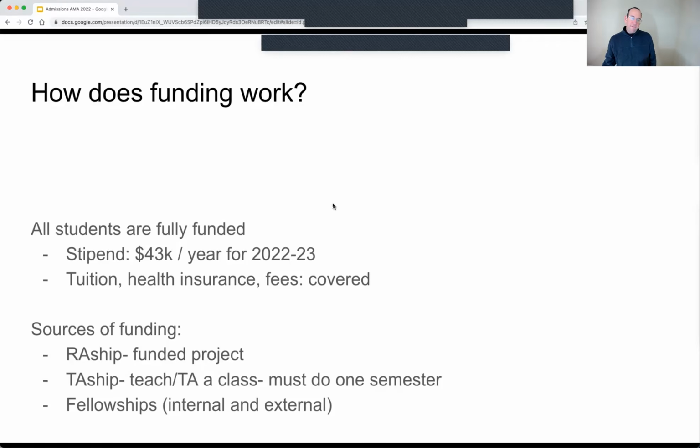Regardless, you will have funding from somewhere. People get funded in our program.